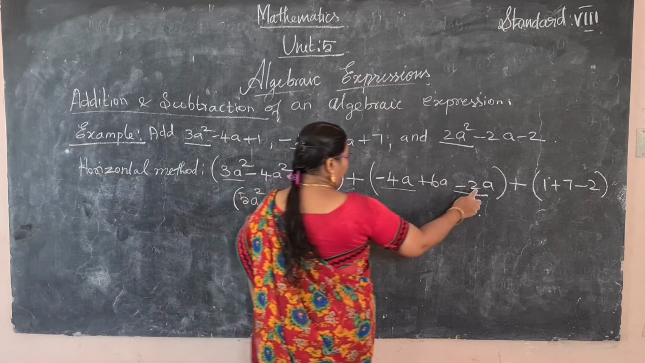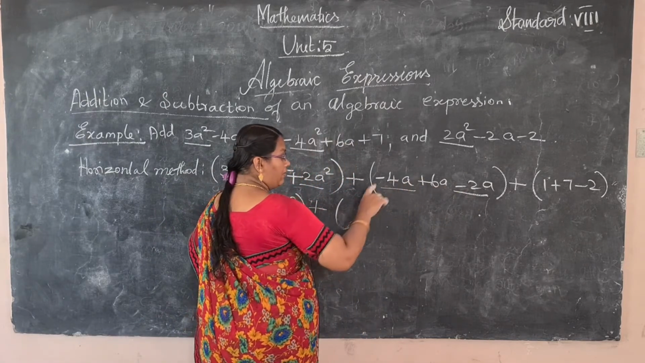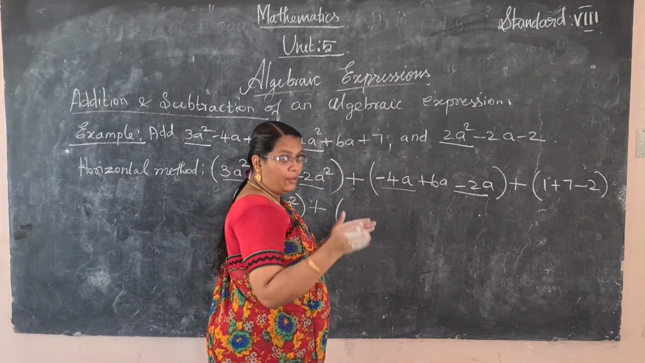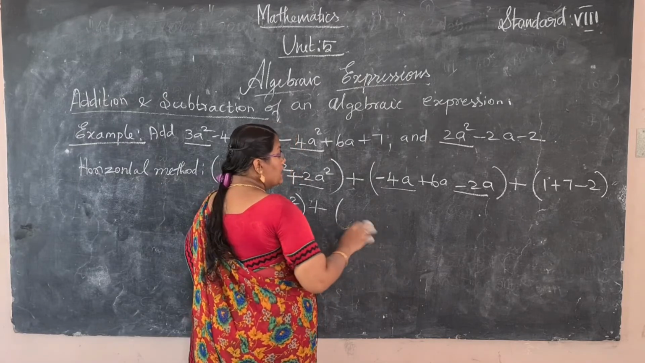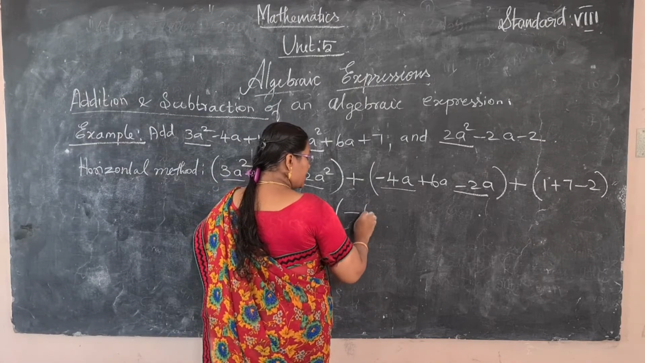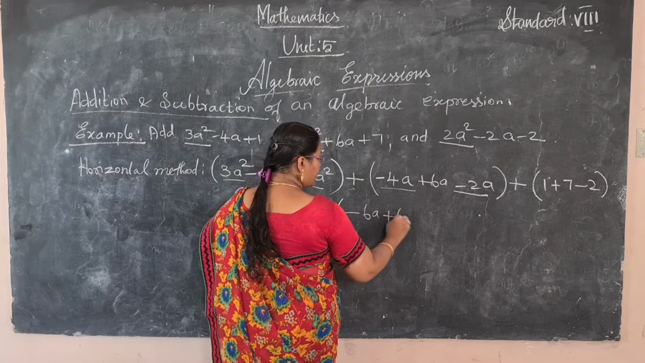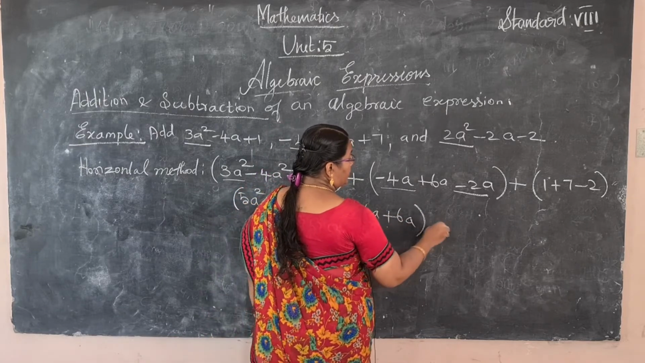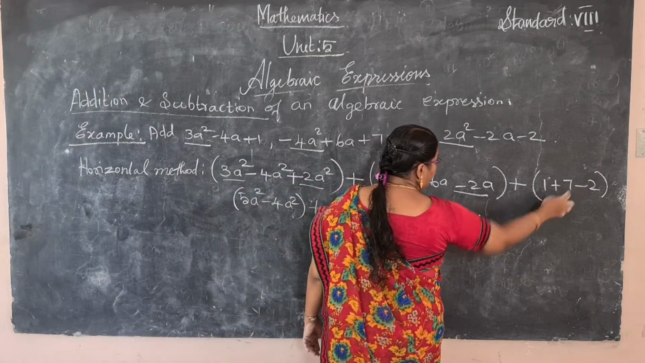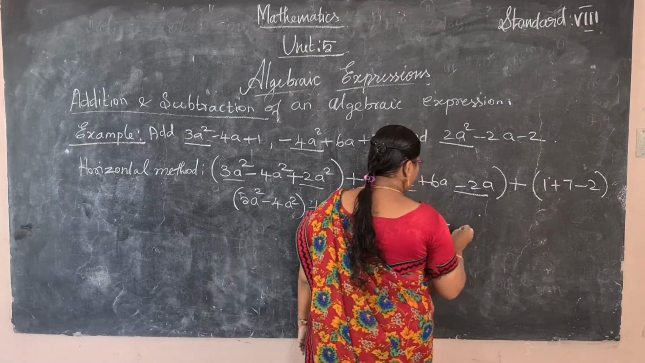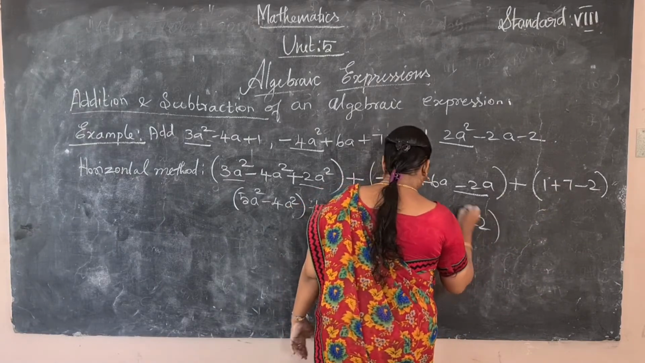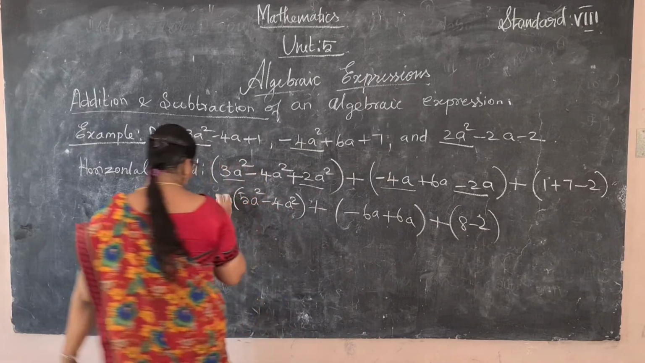So minus, both having the same sign. What do we do? Add and put the same sign. So minus 6a plus 6a. And the next one, plus 1 plus 7, 8. 8 minus 2. Now simplify these values.